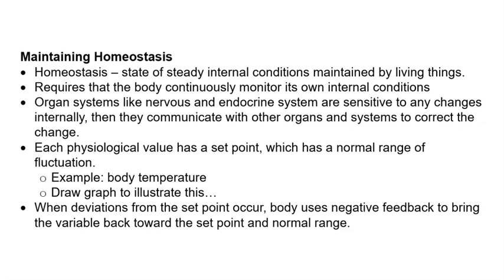So for each physiological variable or value, that value has a set point about which a normal range of fluctuation will occur. And we'll see an example of this with body temperature. I'll show a few graphs here to illustrate that point as well in just a moment. But basically what we see with that type of homeostasis is that when deviations from that set point occur, the body will use a mechanism called negative feedback in order to bring that particular value or variable back to the set point and within that normal range.